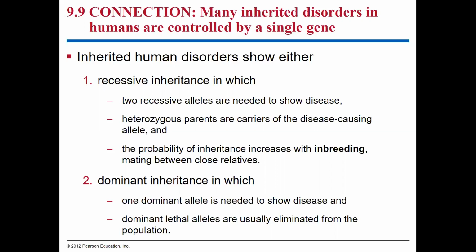Now, for dominant inheritance, you only need one dominant allele to show the disease, and unfortunately, if you get it, then all your offspring are probably going to have the disease. So dominant lethal alleles are usually eliminated from the population, because if it's something that's lethal, sometimes it can manifest before reproduction, and so it can be weeded out of the population.